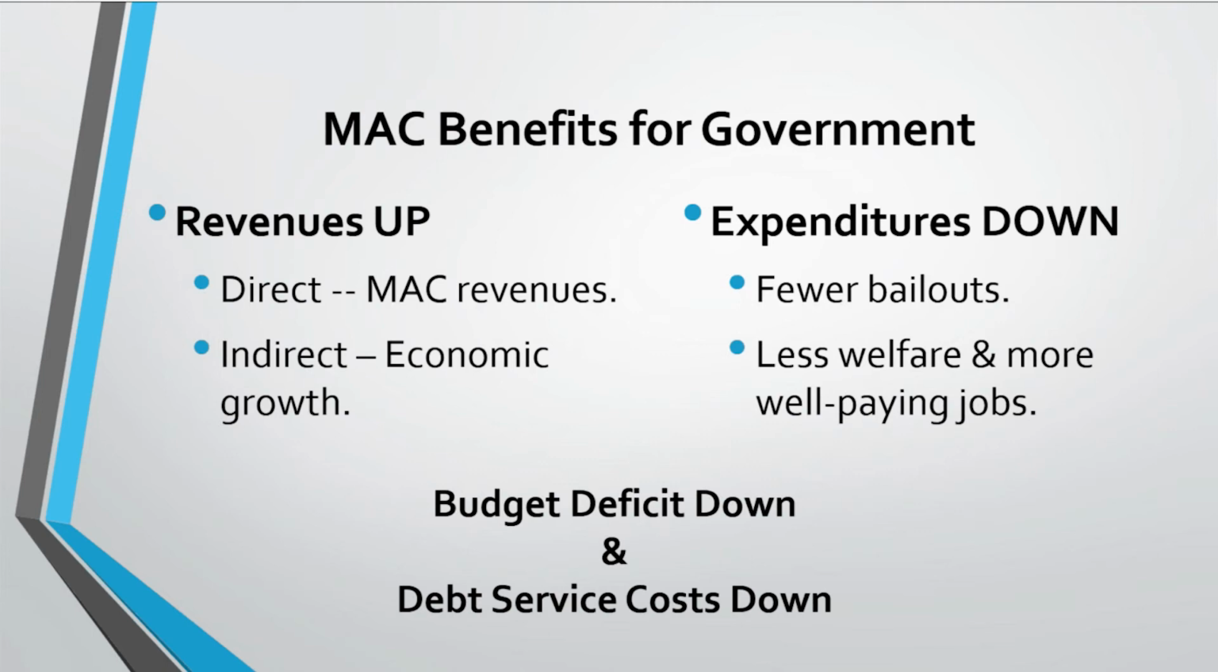There'd be fewer bailouts for banks, fewer bailouts for corporations, and less money that the government would have to spend to support families. Because with the MAC, we'd have workfare, not welfare. In sum, the budget deficit goes down, and because of that, the cost of servicing our national debt would go down.